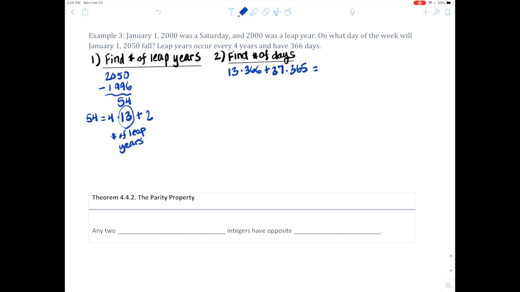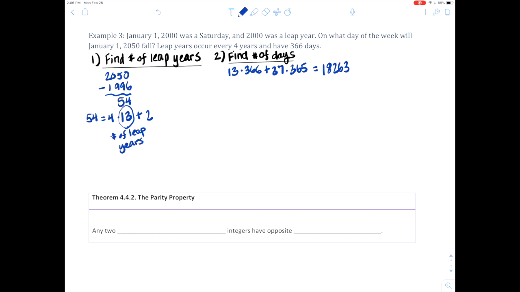I got 18,263. Cool so far? All right, so now we have the total number of days that will pass between January 1st, 2000 and January 1st, 2050. So what do you think we ought to do next?